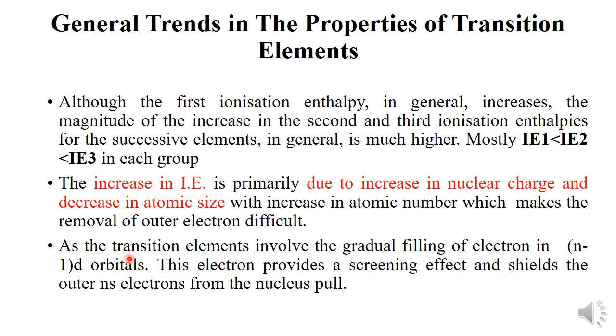So that's why the ionization enthalpy will increase in a particular transition series, as the transition elements involve the gradual filling of electrons in the n-1 d orbitals. क्योंकि जैसे जैसे हम series में move करते जाएंगे, d electrons का जो number है वो बढ़ता जाएगा. ठीक है. So these electrons provide a screening effect. No doubt the screening effect of d orbital is always weaker, but when their number increases then there is an increase in the screening effect also, and it shields the outer ns electrons from the nucleus.